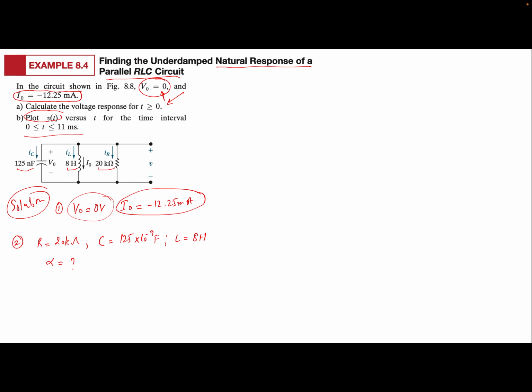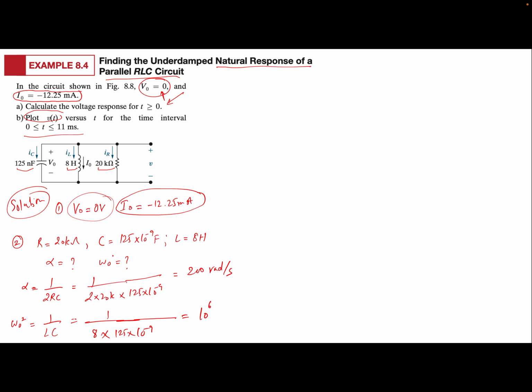Alpha comes out to be 200 radian per second, right? Now let's find the value of omega naught square. Omega naught square is 1 over LC, or omega naught is 1 over square root of LC, right? So we get 1 over L, inductance is 8 times 125 nanofarads. It came out to be 10 to the power 6 radian per second.